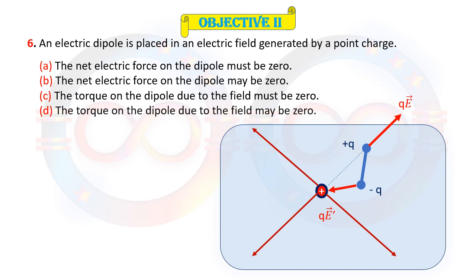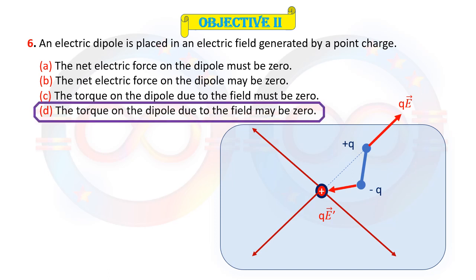Do you find them equal? Obviously not. Even the directions are not exactly opposite. Points of action are different. So in this situation, what we can say is that the torque on the dipole due to the field may be zero, meaning it may not be rotating, rather only translating from one point to another, because here the force is not going to form an adequate amount of couple or torque which is going to rotate the dipole.